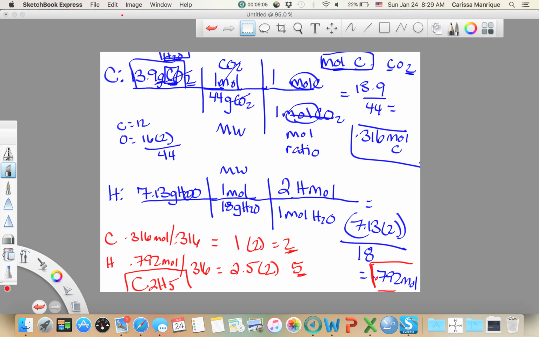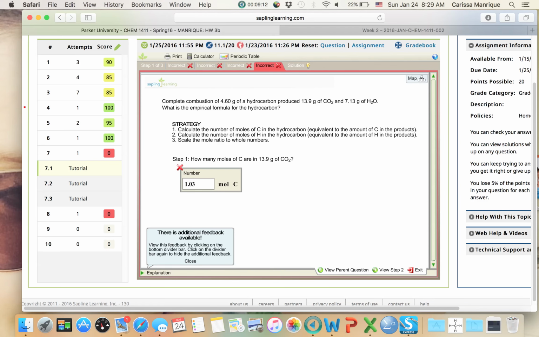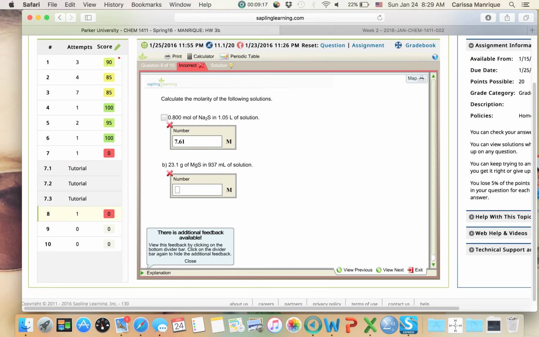Okay, so now let's look at the next question, 8. This one deals with molarity. This is in chapter 3, the very end of chapter 3. I'm just going to do one of these. I'm going to do the harder one, which is B. So 23.1 grams of magnesium sulfate in a 937 milliliter solution. And this one is 0.8 moles of sodium sulfide in 1.05 liters. Okay, I'll set this one up, but I'll actually calculate this one.